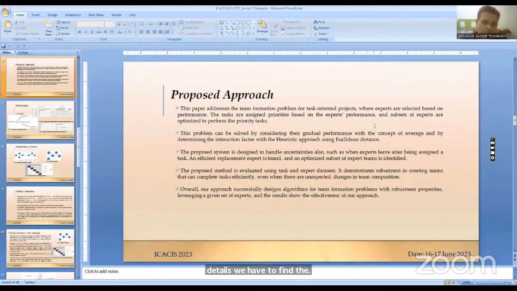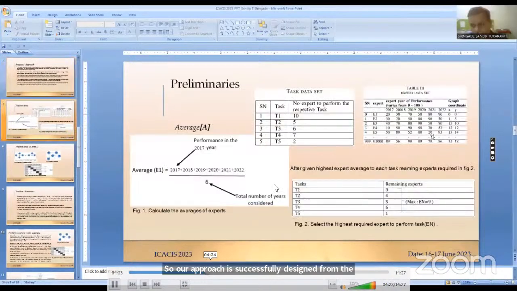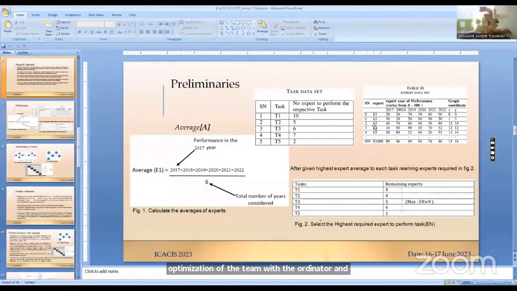In this approach, we use two data sets, an expert data set and a task data set. We also demonstrate the robustness property of the created team: the task is efficiently performed even when there is an unexpected change in the composition. So our approach is designed for the optimization of the team with the coordinator. After selection from task 1 to task 2, we select the best possible average performance agent for every individual task, and then from the 10 experts of task 1, we find the remaining subset of 9 experts. So we reduce one expert from every task, and then find the subset of experts.